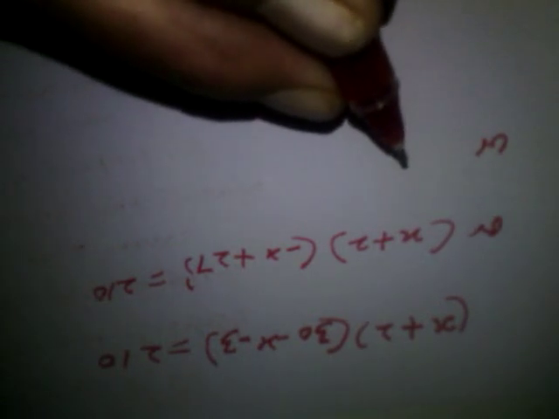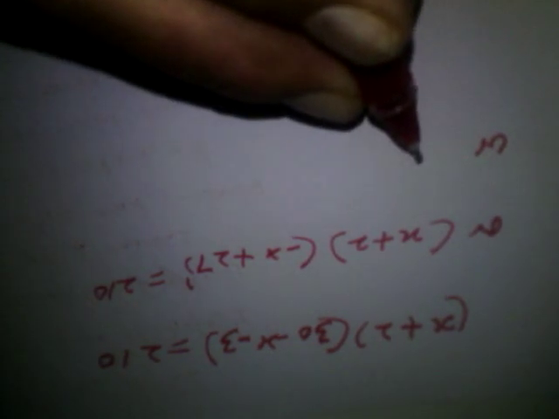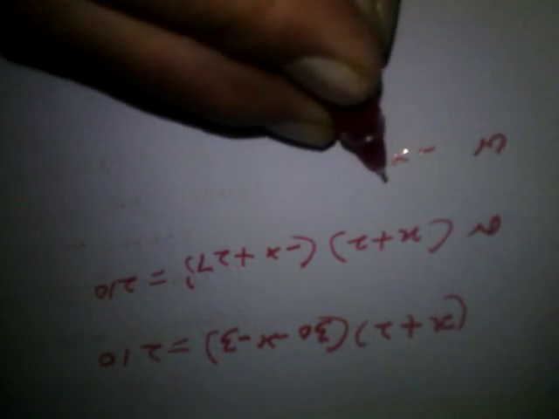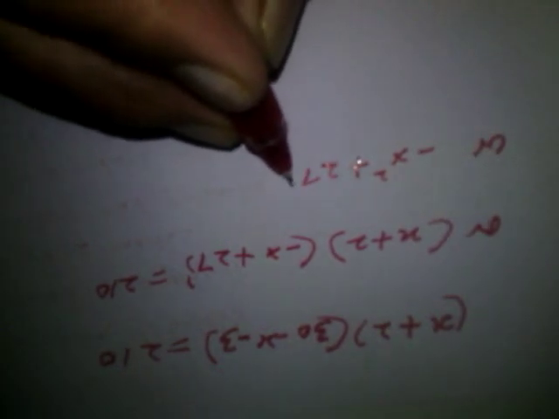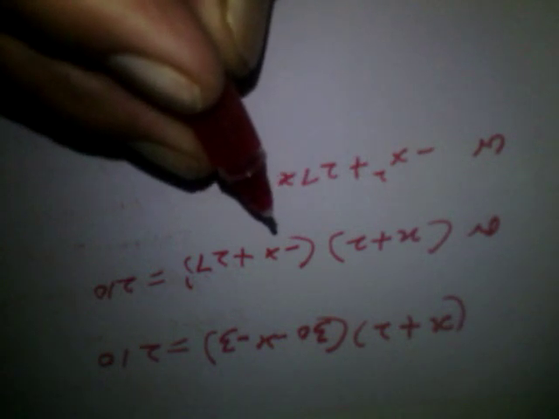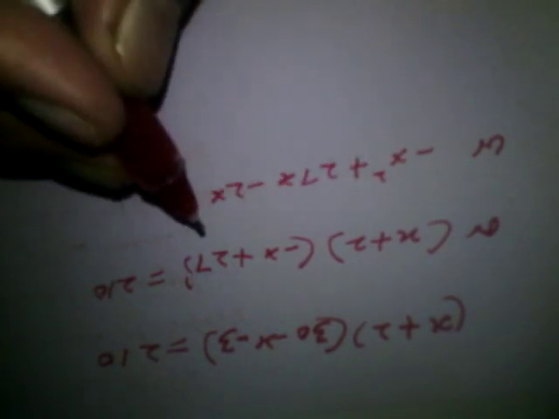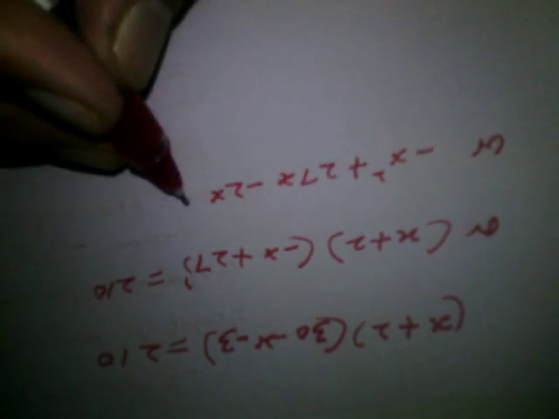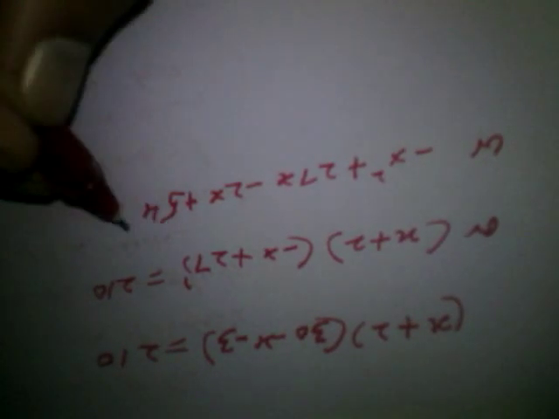So if we multiply by x first, then we will multiply by 2. x into minus x becomes minus x square, x into 27 is 27x. Now multiplying by 2: 2 into minus x is minus 2x, 2 into plus 27 is 54. And 210 also we will bring to the left hand side, minus 210 is equal to 0.